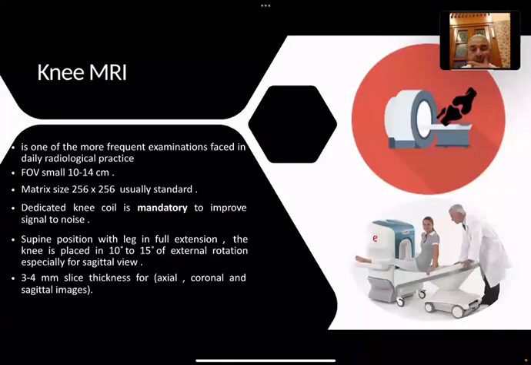Knee MRI is one of the more frequent examinations faced in daily radiological practice. The field of view is 10 to 14 cm, and a dedicated knee coil is mandatory. The patient is positioned supine with the leg in full extension, and the knee is placed in 10 to 15 degrees of external rotation, especially for the sagittal view. The slice thickness is 3 to 4 mm.